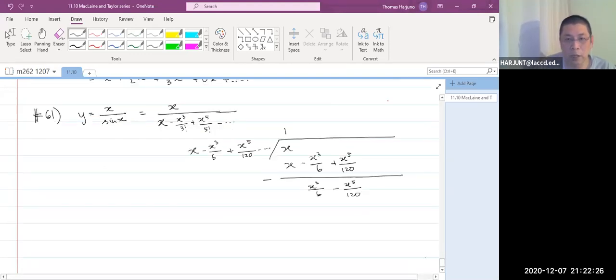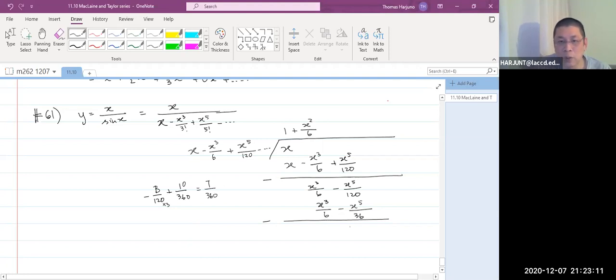And then for the second term, anybody can help me? Plus x squared over 6. Is it okay? Negative 1 over 120 plus 1 over 6. Multiply by 10, multiply by 3. So that will be 7 over 360. Okay. So positive 7 over 360 x to the 5th. So it will be plus 7 over 360 x to the 4th.